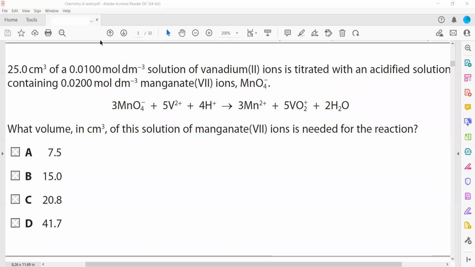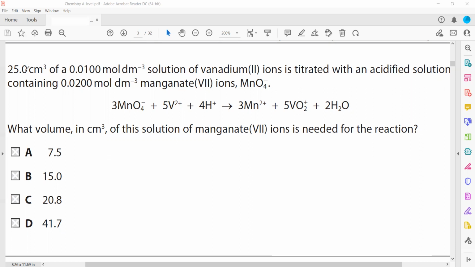So 25 cm cube of 0.01 mole per dm cube of vanadium 2 ions, sorry, titrated with acidified solution of 0.02 mole per dm cube manganate 7. What is the volume in cm cube for a solution of manganate 7 ions, MnO4⁻, which are needed?